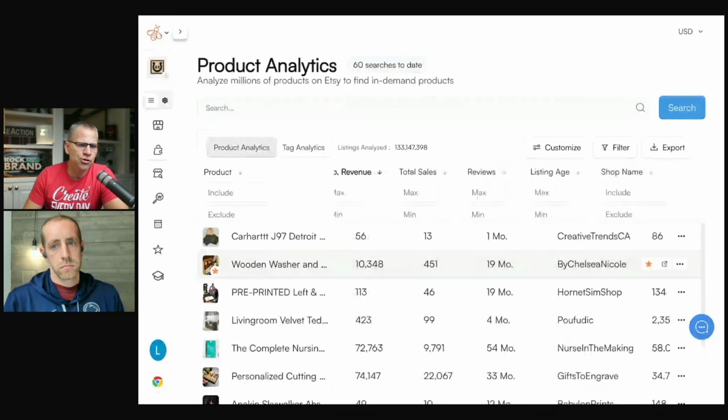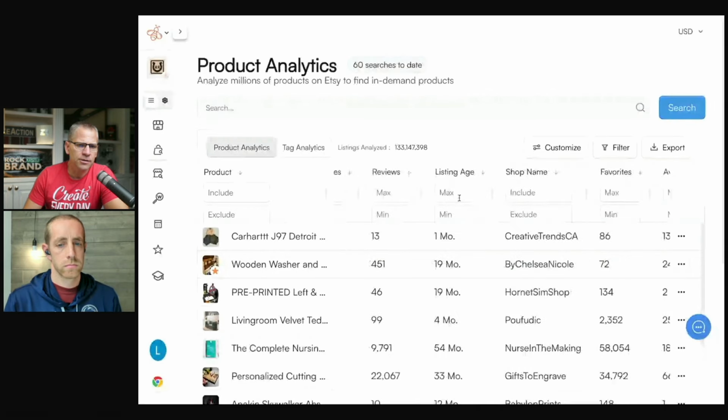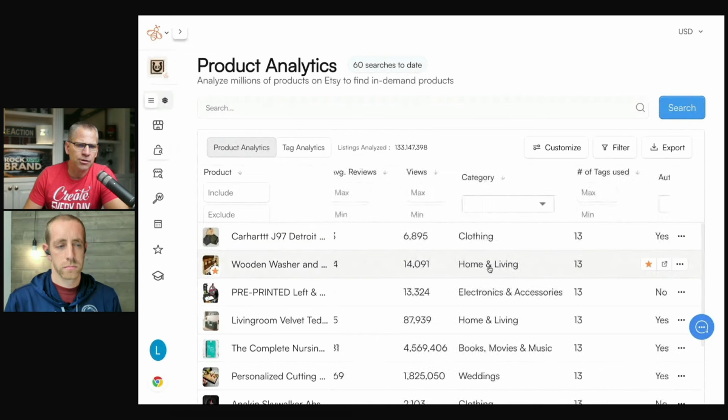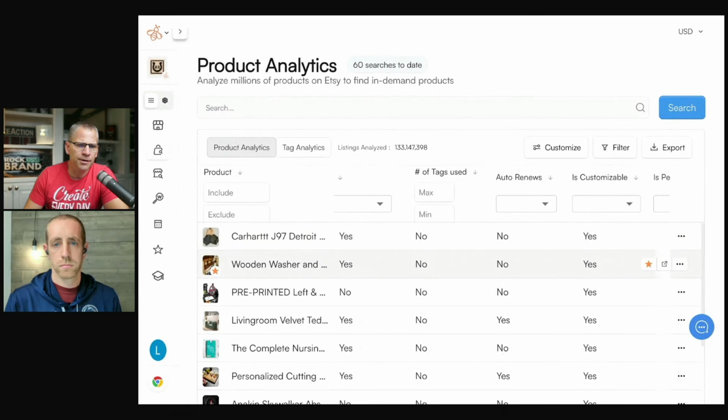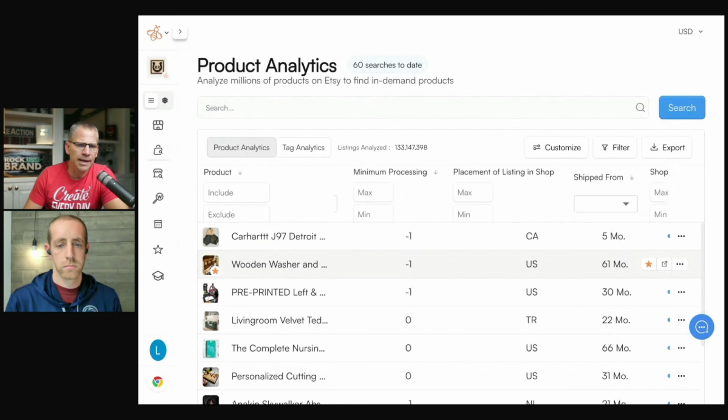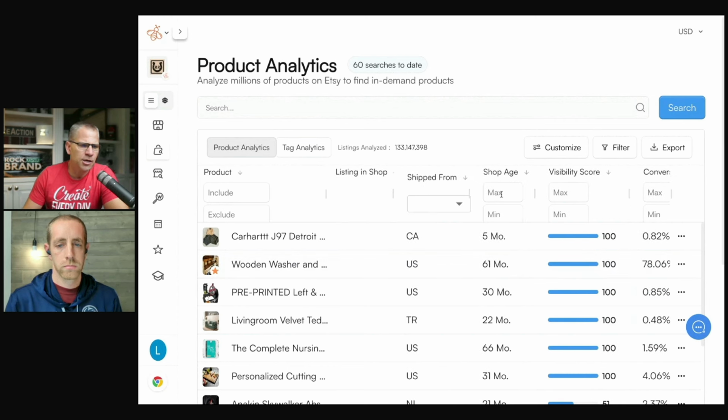So you have listing age. Okay. Or you can keep going and you'll get the shop age. So if we keep coming over here, I believe it's over here. I might have passed. Oh no, there it is. Shop age, right? So if I wanted to just go, okay, let's just look at shop age max 18 months. So let's just put in 18.